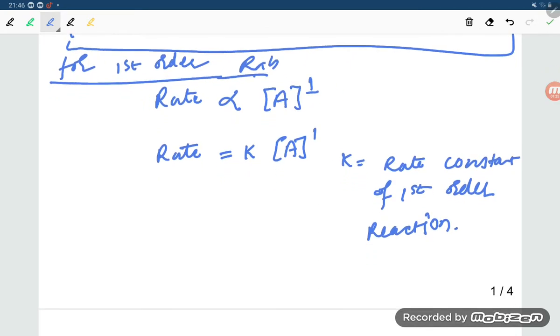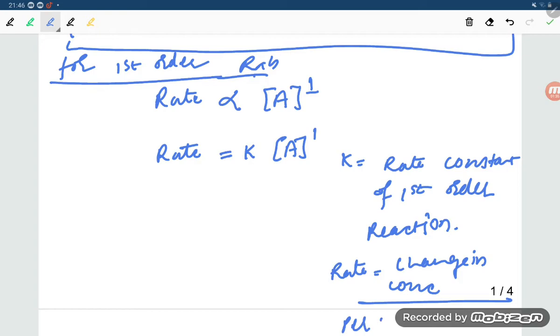Now, what is rate? Rate is the change in concentration per unit time. So how can you solve it? You can write rate as the change in concentration per unit time.